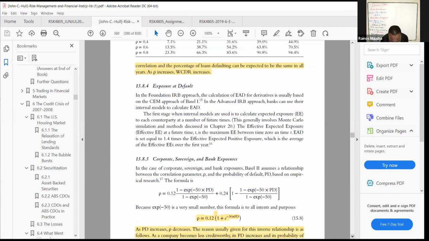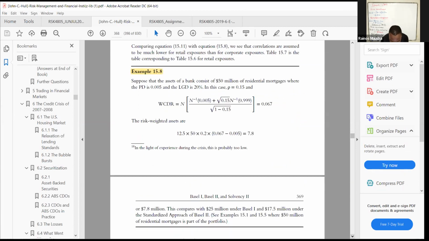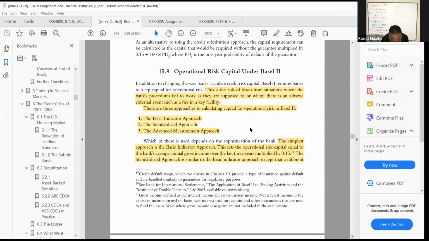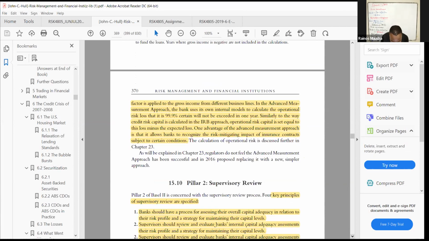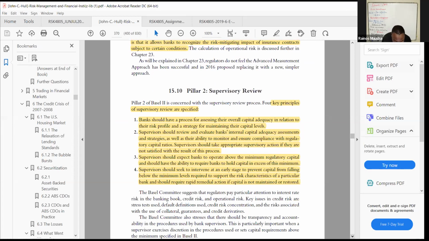And if you check on page 370, this is where we look at the second pillar. On the second pillar, they look at operational risk under Basel II as well, on section 15.9. Then on page 370, this is where they now look at the second pillar, which looks at what? Supervisory review. Under that section, they say Pillar 2 of Basel II is concerned with the supervisory review process.